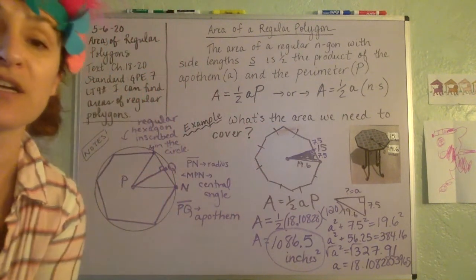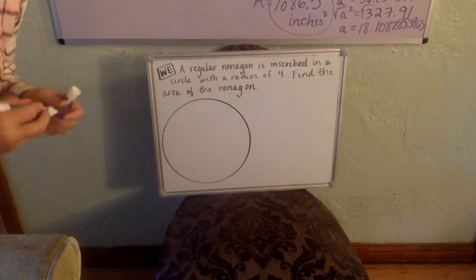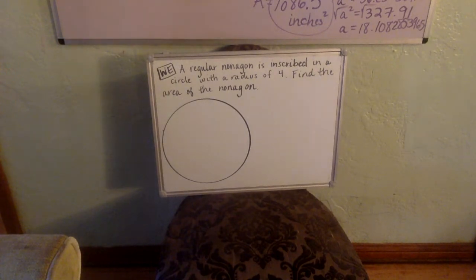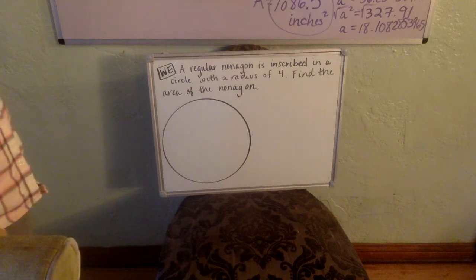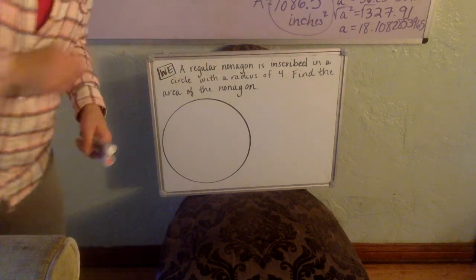Alrighty, okay, so maybe that one didn't seem too tremendously difficult, but here's one that is a little more challenging. So let's move on to our we problem, and let's just really, like I said, pause this if you need to, just to kind of think it over. But here's our we problem. So we have a regular nonagon, and it's inscribed in a circle with a radius of 4. So what has got to be the area of that nonagon?